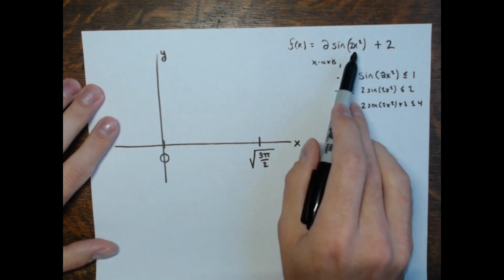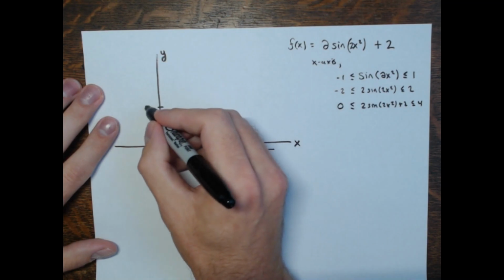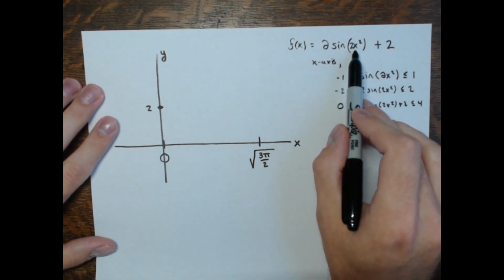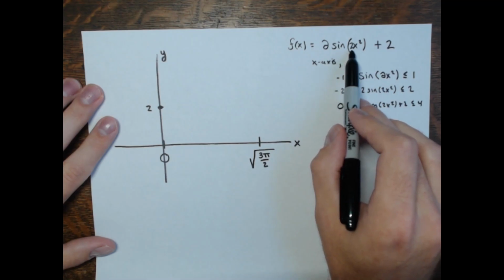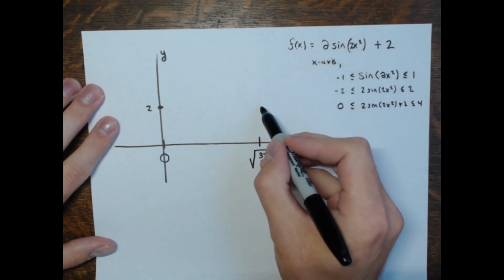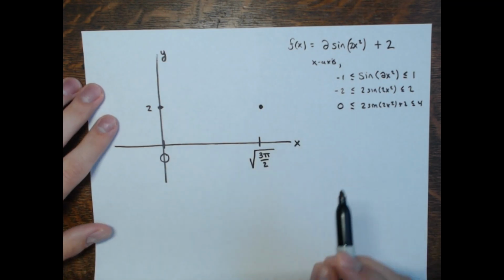Okay, so when I plug in 0, you're going to get 2, and when I plug in this square root of 3 pi over 2, when I square that, that'd be 3 pi over 2. All right, get rid of the square root, and then times 2 would be 3 pi. And the sine of 3 pi, right? The sine of any multiple of pi is 0, so you get 2 again. All right, 2 times 0 plus 2.